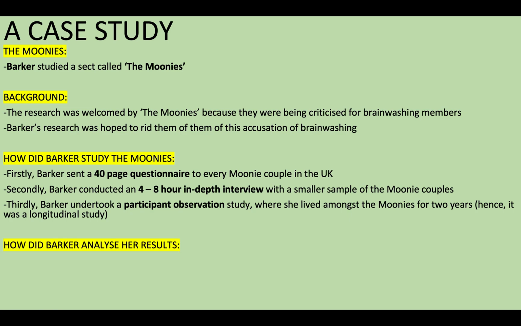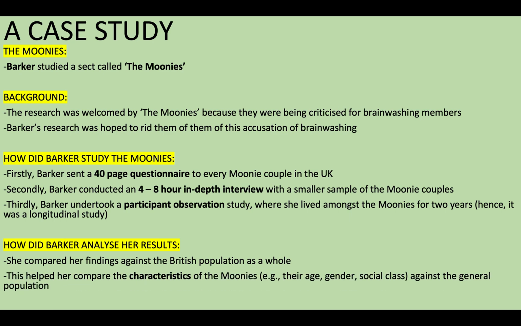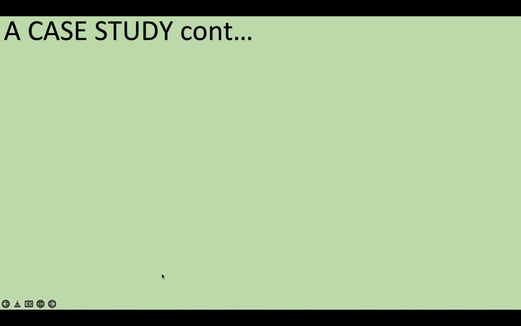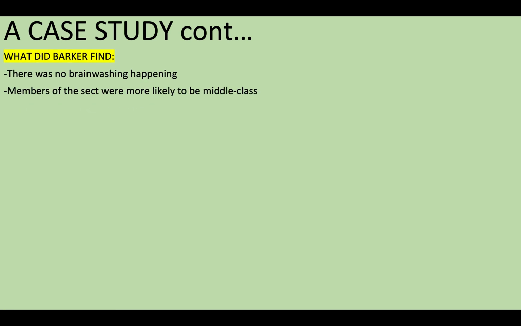Okay, now, how did she analyse her results? So she compared her findings against the British population as a whole. This helped her compare the characteristics of the Moonies, like their age, their gender, their social class. There's another term for that, social stratification, remember? So she compared the characteristics of the Moonies against the general population. Now, this is what she found. Okay, there was no brainwashing happening. Members of the sect were more likely to be middle class, and people joined them because it helped offer them meaning to their lives.